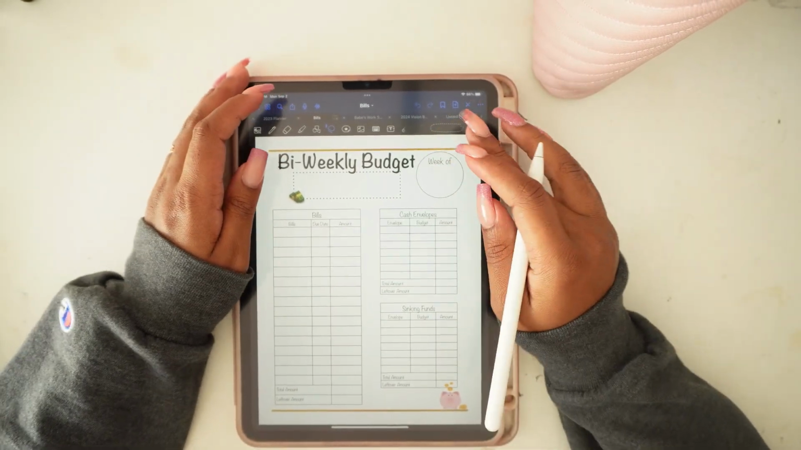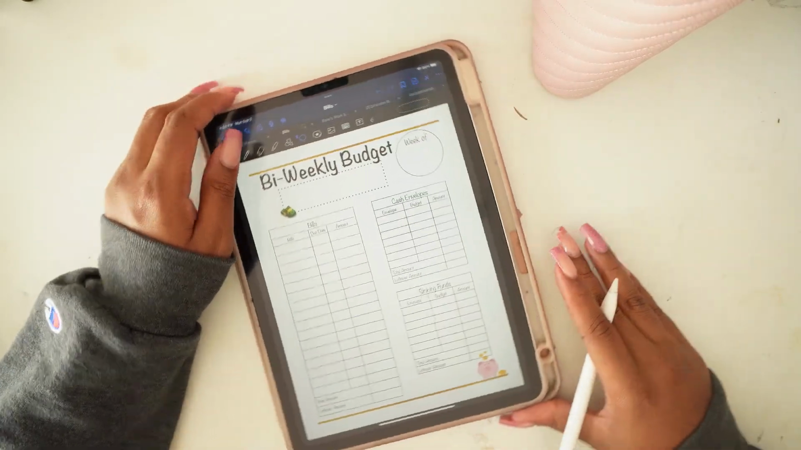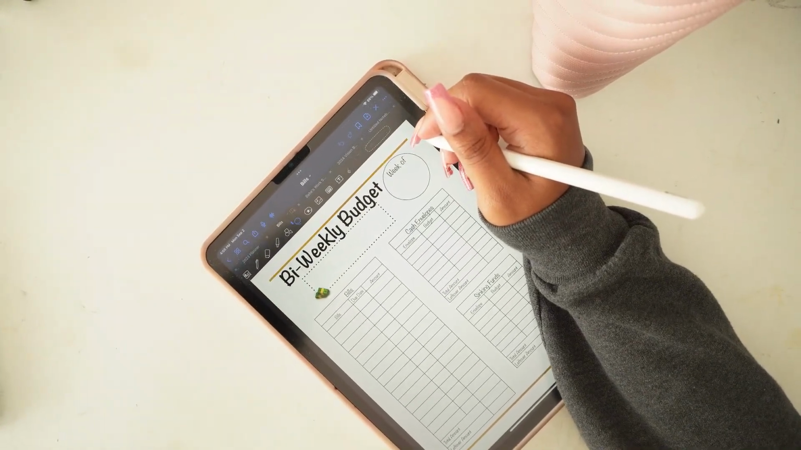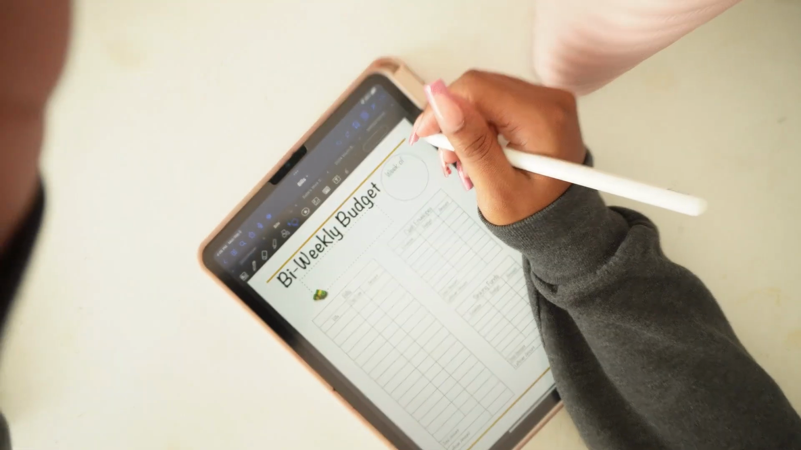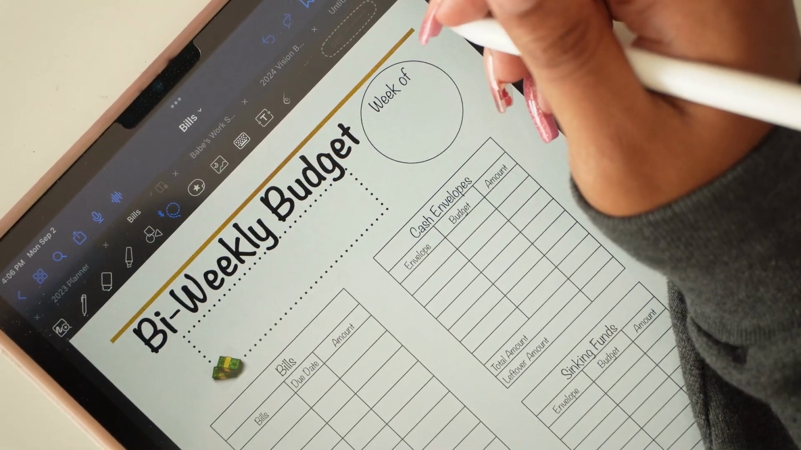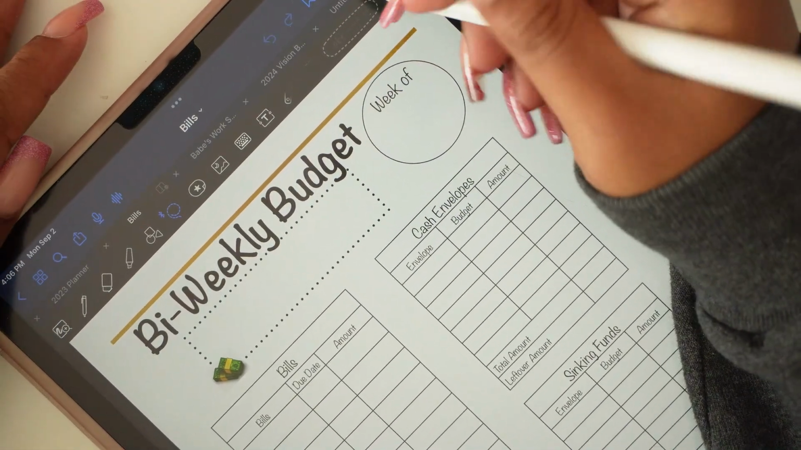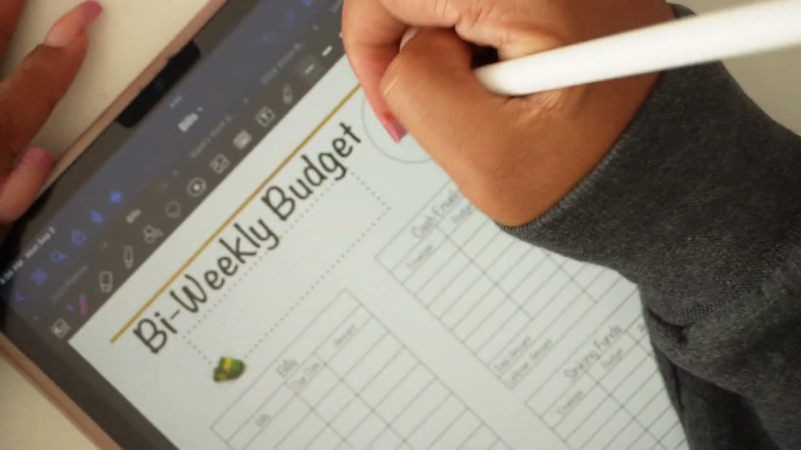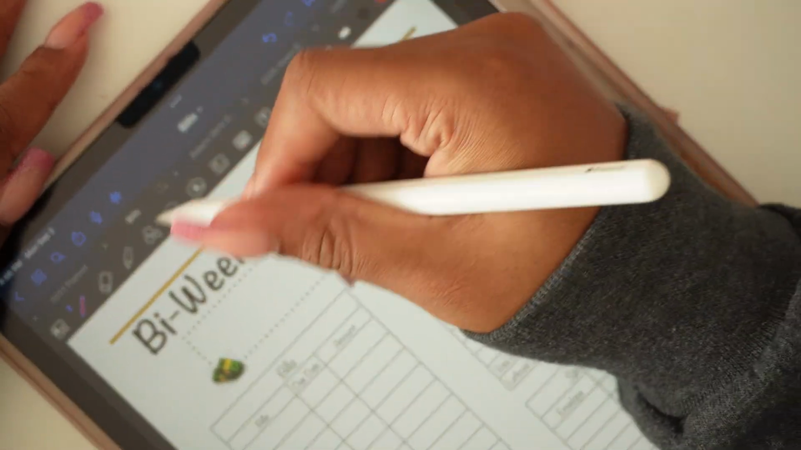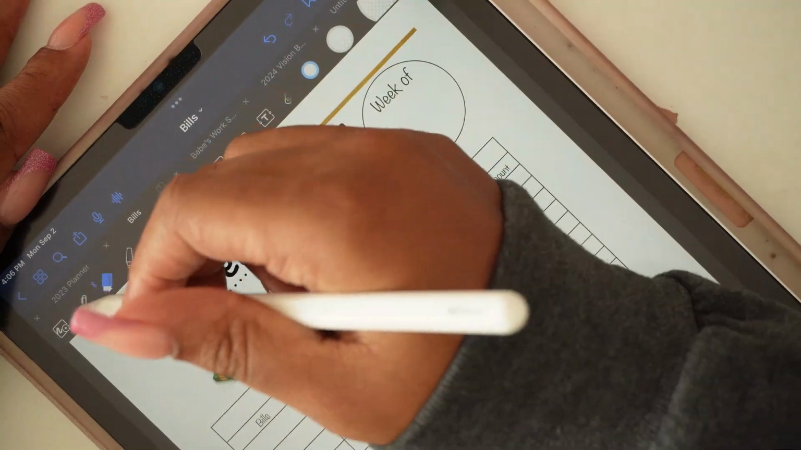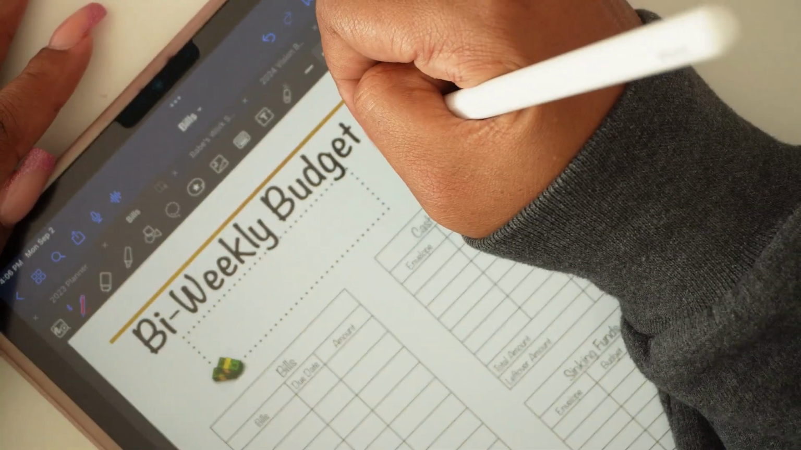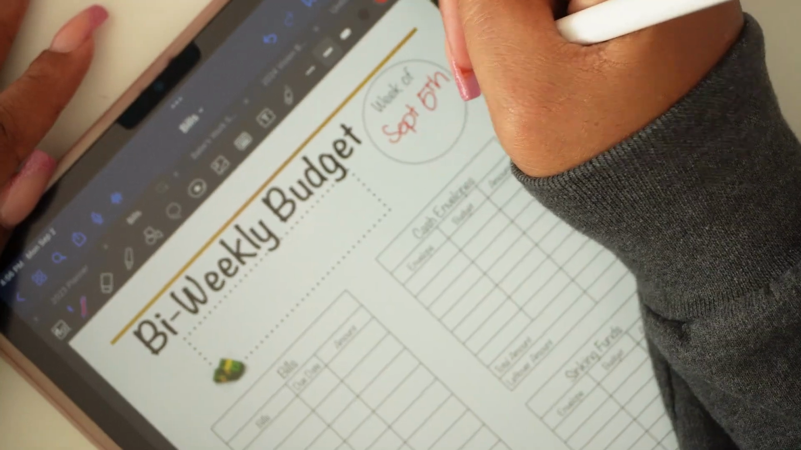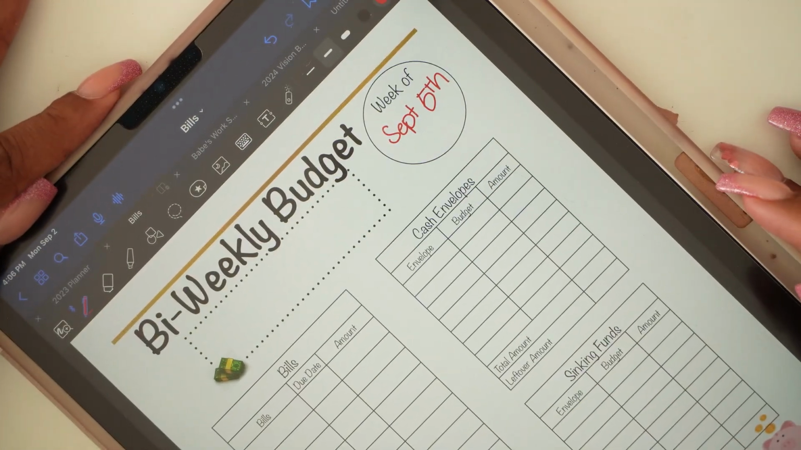So, usually here, I gotta turn it this way. Let me zoom in. Oops. Okay. So, here's where we're gonna write the week. So, I usually write September 5th so I know what paycheck that I am cash stuffing for.